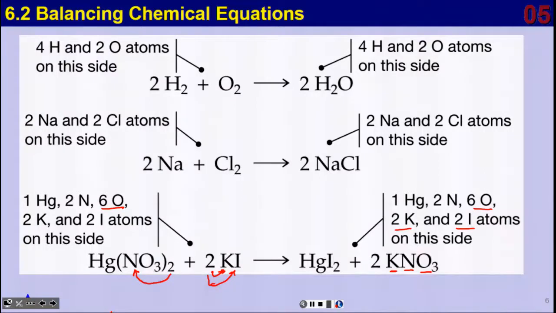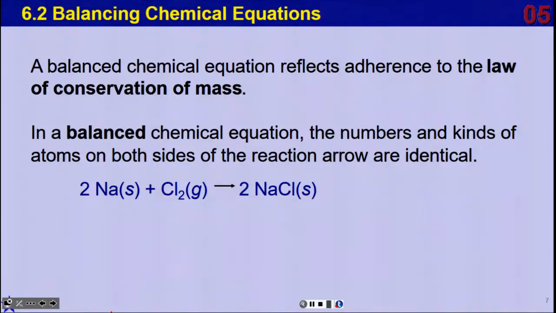So we need to work on how you can carefully balance chemical equations given the information about reactants and products. The idea here is that we want the equation to reflect the fact that we adhere to the law of conservation of mass. And so in a balanced chemical equation, the numbers and kinds of atoms on each side of the arrow are going to be equal, when it is balanced, just like the sodium chloride example on the previous slide.